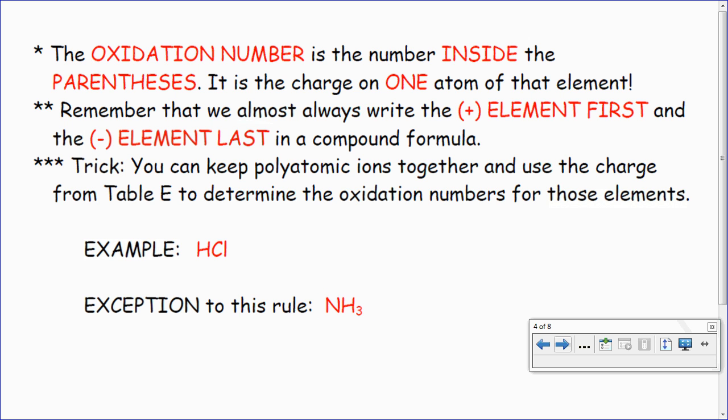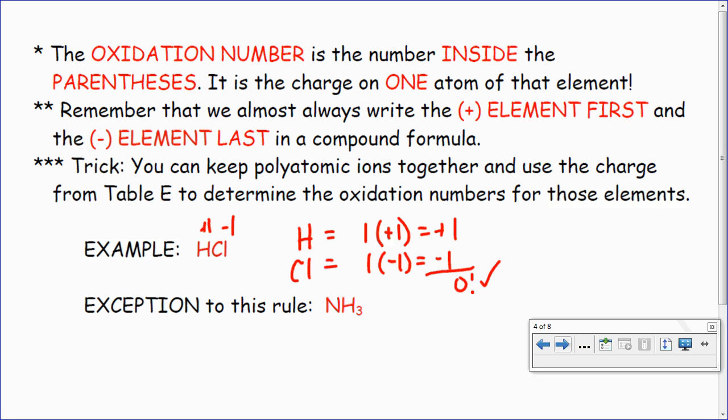Let's do HCl. We have an H. We got 1 times a +1 equals +1. We got the Cl. We got 1 times a -1 equals a -1. We add those up to 0. We know that H has got to be a +1 and Cl has got to be a -1. Now, there's an exception to this rule on hydrogen.